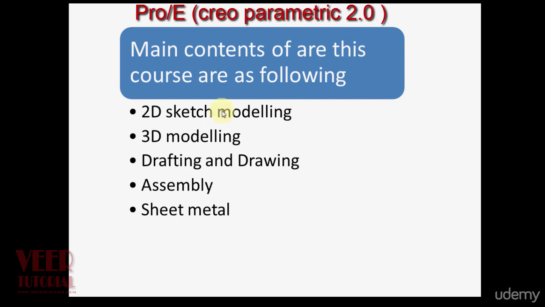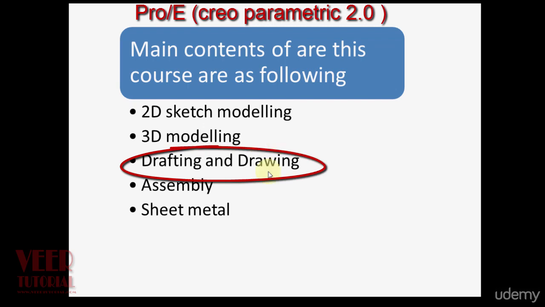After that, there is 3D modeling. In this chapter, you will learn to create the 3D model. First we draw a 2D sketch, then we create the 3D from the sketch. Here we have some advanced tools in 3D modeling like copy and paste, creating datum planes, datum axis or datum curves.